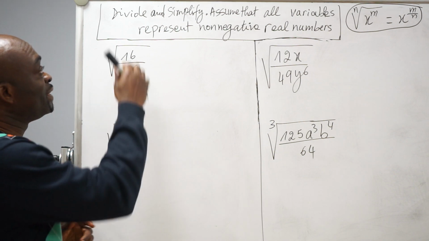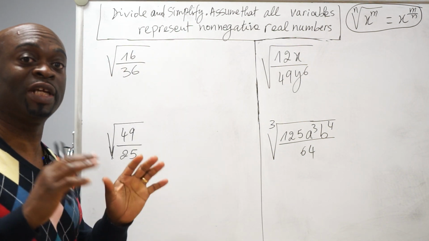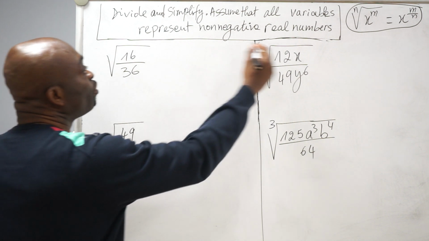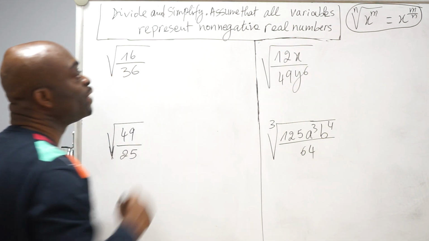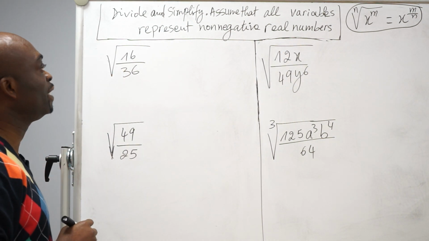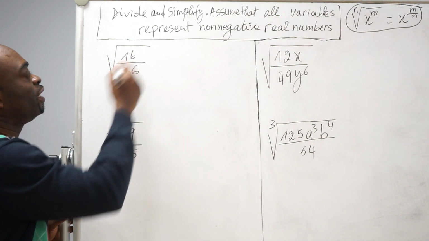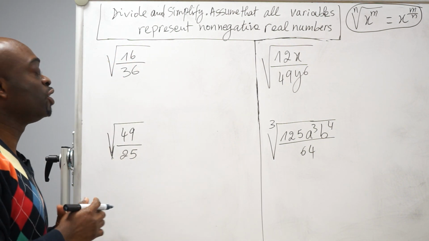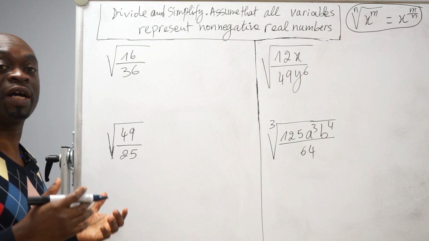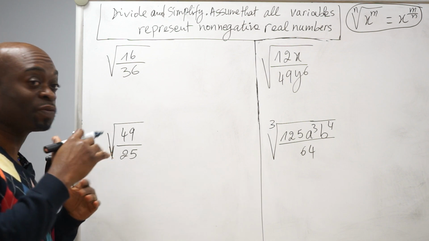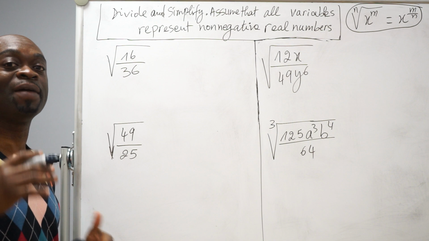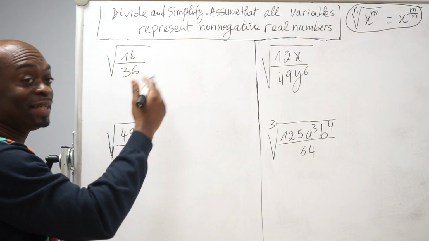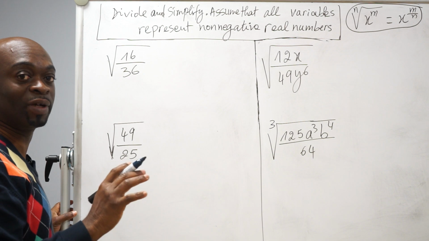Ladies and gentlemen, we are dividing and simplifying in this case. So we're not multiplying and simplifying, but dividing and simplifying radicals with non-negative real numbers, okay? So we're taking the square root of 16 over 36. So what's happening to that? The best way to account for these problems is actually to split them up top and bottom separately, rather than trying to simplify this one and then do it. You can also do that, okay?